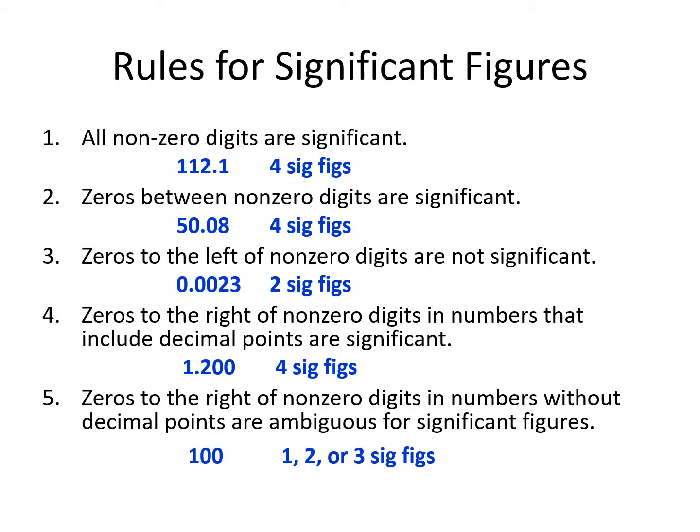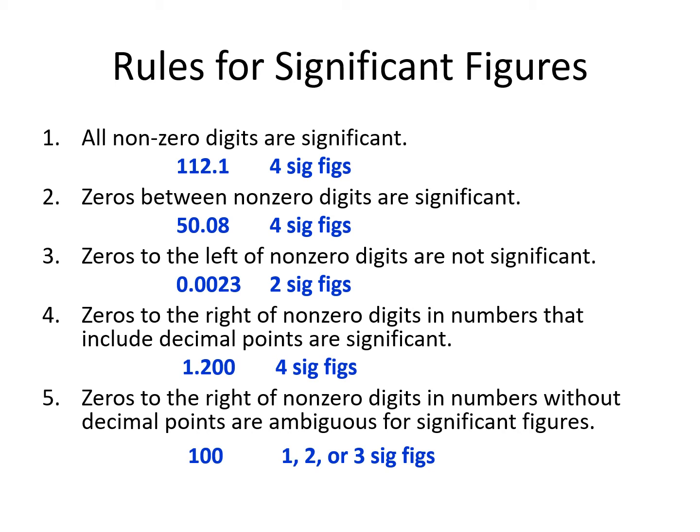Our first rule is that all non-zero digits are significant. So if it is any number 1 through 9, it is significant. For example, in the number 112.1, all of the digits are non-zero, so they are all significant. All the rest of our rules deal with zeros. As we look at the rules, we are determining whether the zeros are in the middle, right, or left of some non-zero digits. It does not matter where the zeros are in relation to the decimal point. It only matters where they are in relation to the non-zero digits.